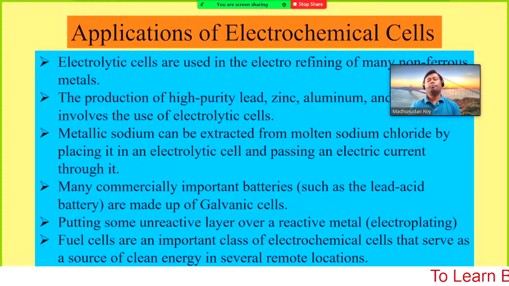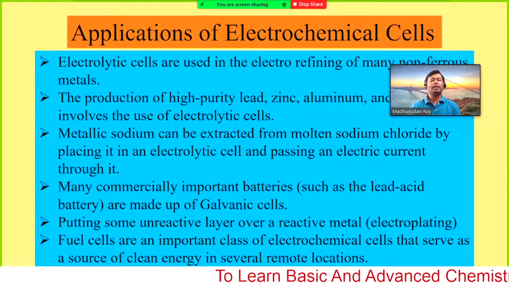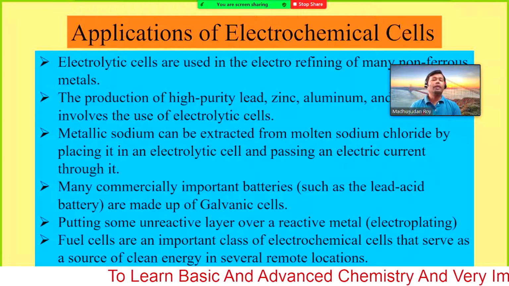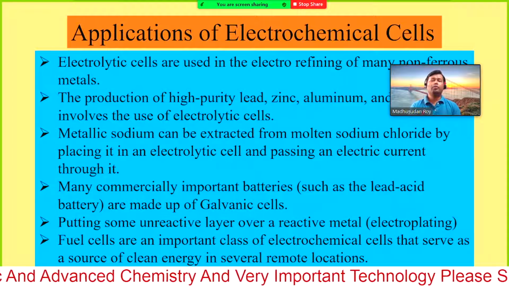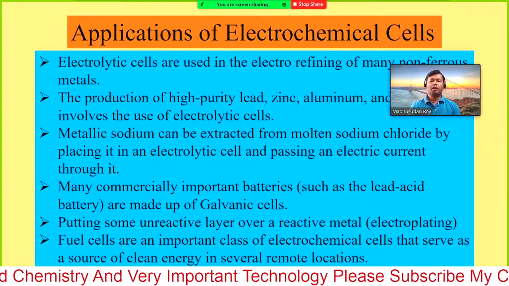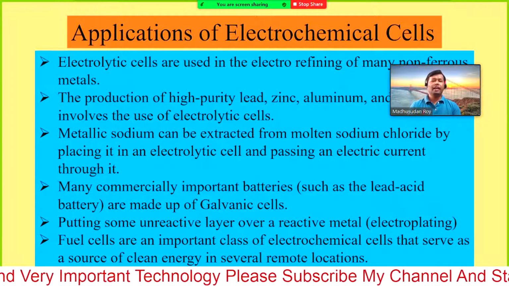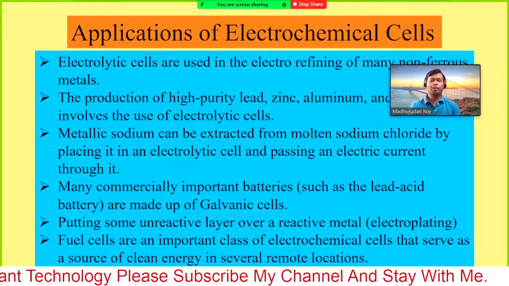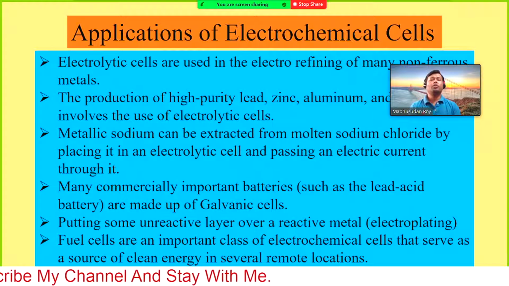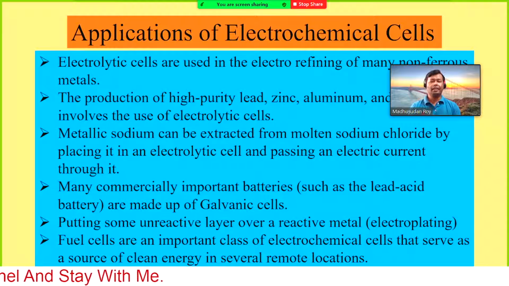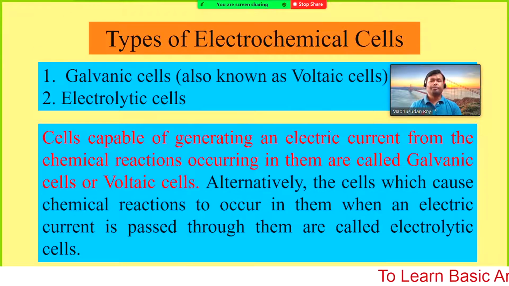Fuel cells are an important class of electrochemical cells that serve as a source of clean energy in several remote locations where we do not have electricity. Even nowadays, in some villages, some rural areas or hilly areas, we do not have electricity. So some fuel cells can be used there to generate electricity, to produce light, or for some other purpose. So fuel cells are very important, and this is one kind of electrochemical cell.